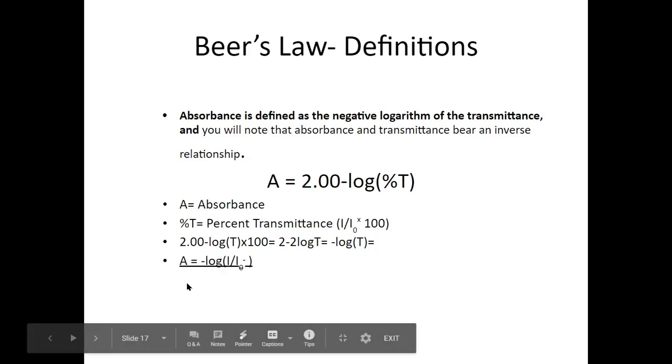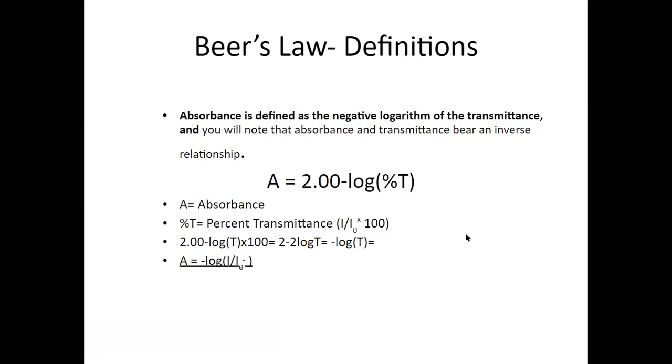Then you can extrapolate: 2 minus log of T times 100 equals 2 minus 2 minus log T, which equals negative log T. Then you have an equation that's workable, which is absorbance equals negative log of I over I0. And if you want to turn it into percent, you would just multiply by 100. And it gives you a way to look at absorbance being inversely related to transmittance.